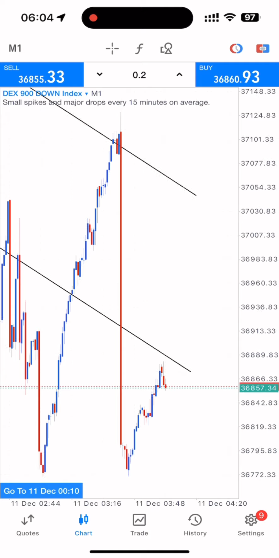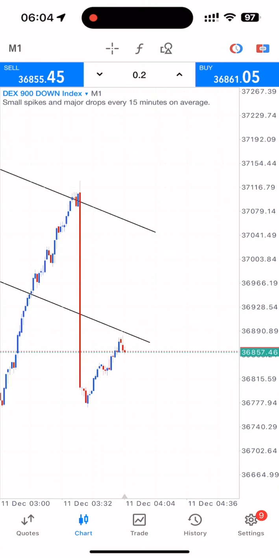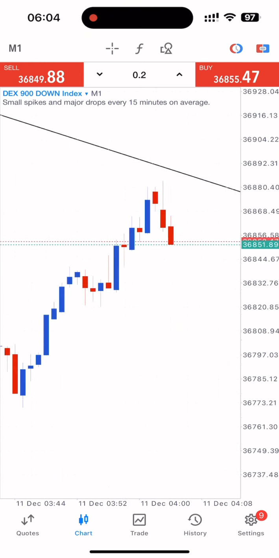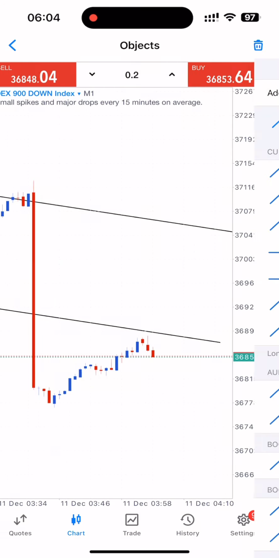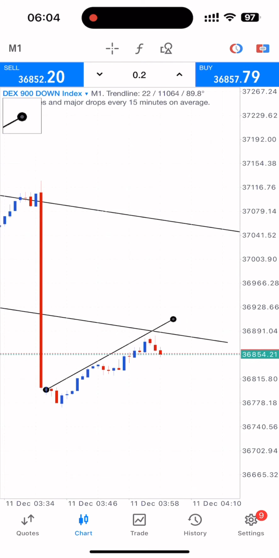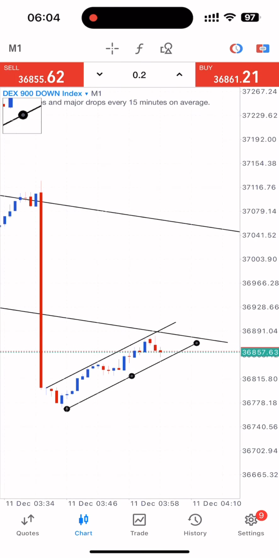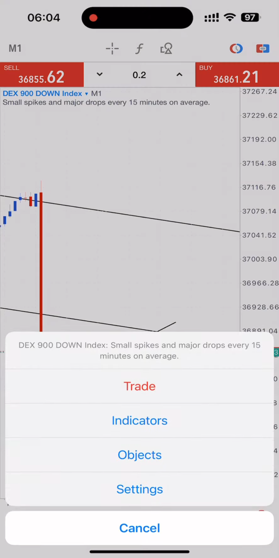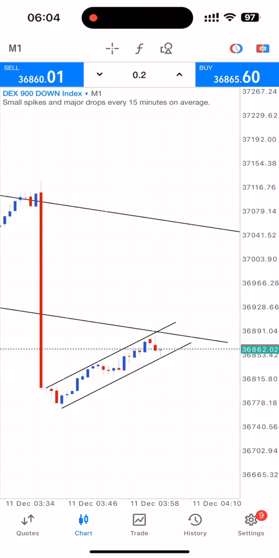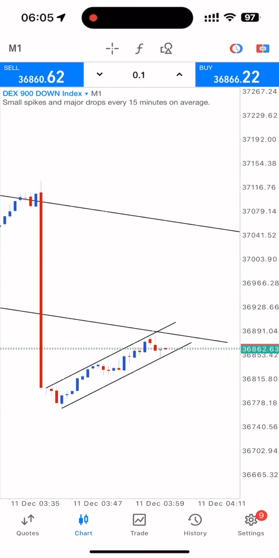Right now on the screen this is Step Index 900 down, and when I was doing my research on this pair, it is good for raising a small account because they are just like Boom and Crash. When it comes to DEX down pairs, when you are buying, it doesn't move that fast, you will be trading ticks. And when you are selling, everything happens so fast. They spike just like a flashlight, right? So it's good to sell the DEX down pair because you'll be trading spikes.